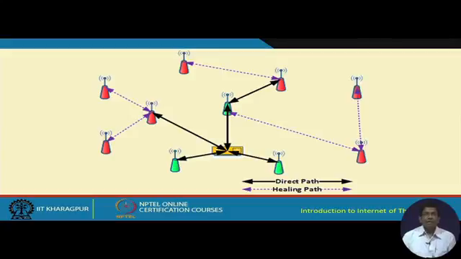Now we have removed the sketch of the rooms, and this is what is shown over here. We have these green colored nodes which are within the direct communication range, the direct path, and then there are these nodes which are not within the direct communication range, and they can communicate with the help of the healing path. So, this is known as the healing path and this is known as the direct path.